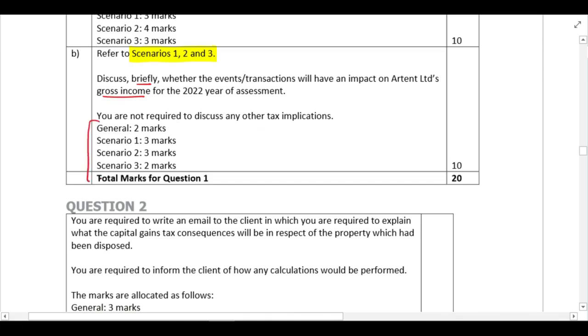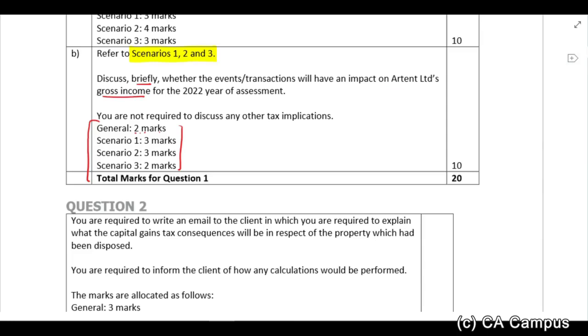Okay, so here's a mark breakdown. Now, they don't always give it to you like this. Basically, the general marks are for some general comments, not specific to the scenarios. And let's actually quickly talk about it. So this is now going to be a gross income question. Whenever they ask you to discuss gross income, you obviously have to look at the mark allocation. This is a fair amount of marks, 10 marks.